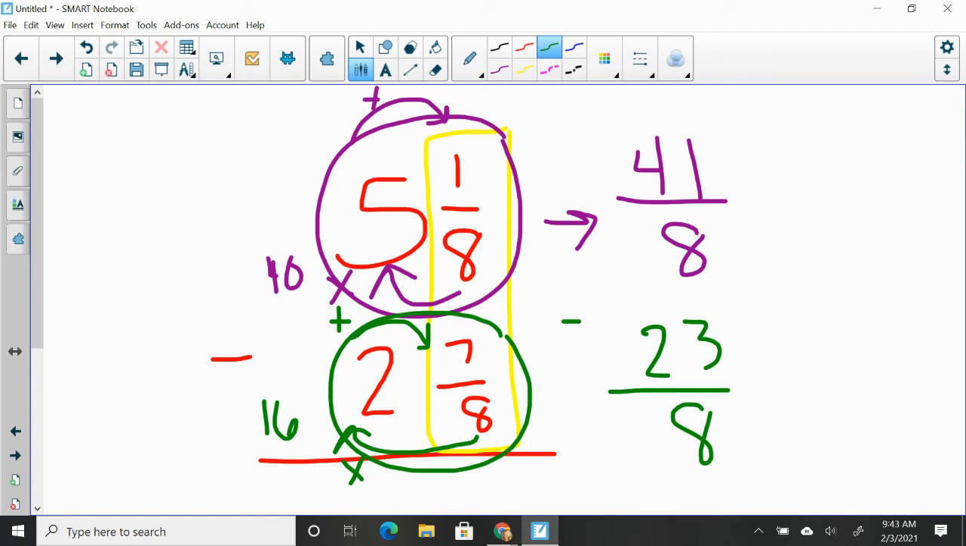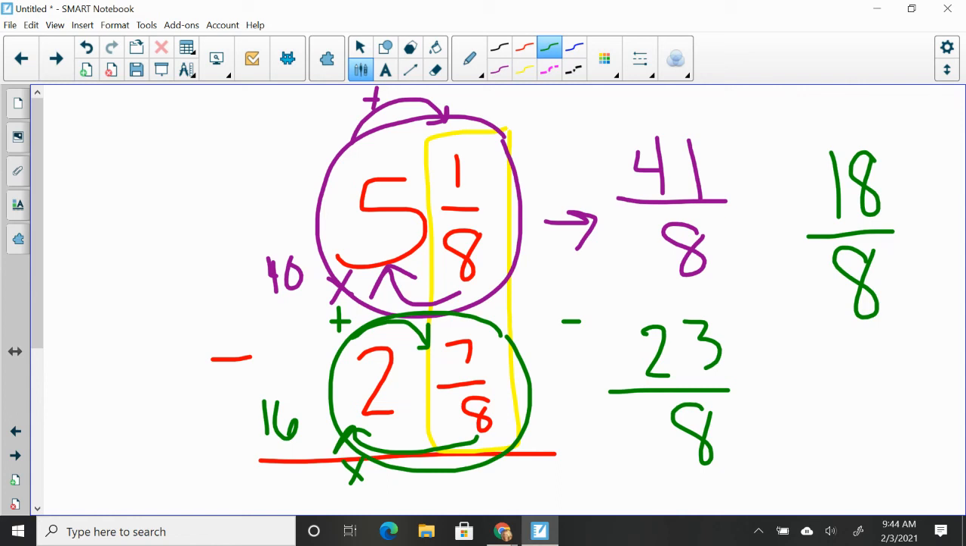So when I do that, 41 minus 23 is, anybody? 41 minus 23 is going to end up being 18 eighths. Okay. And then I have to take this improper fraction and turn that back into a mixed number. So think about how many times 8 can go into 18.